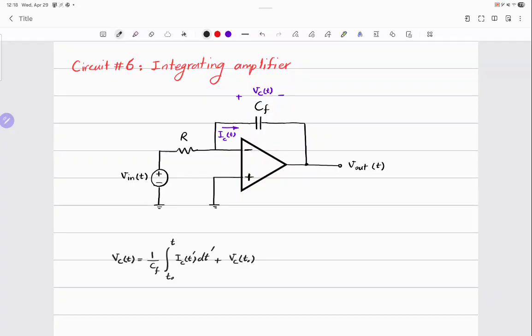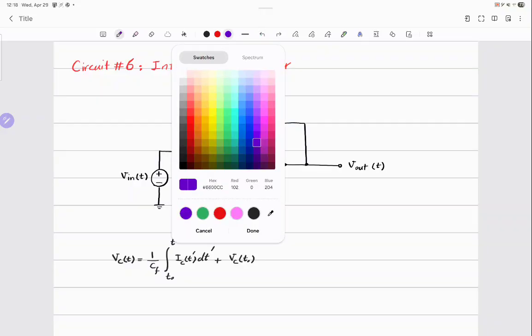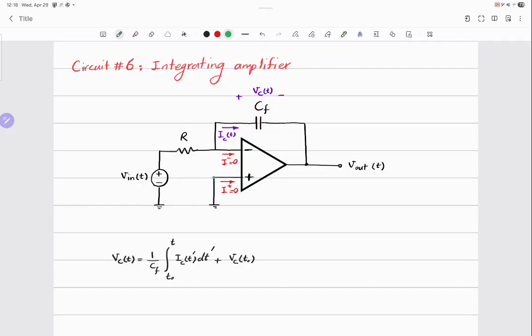For example, let's apply the op-amp rules. So this is I positive, 0. This is I negative, 0. V positive is, I'm using green. So this is V positive, which is 0. So is V negative, right?